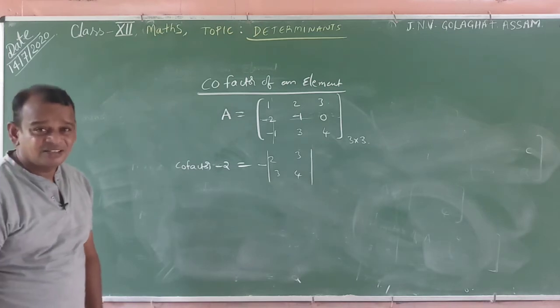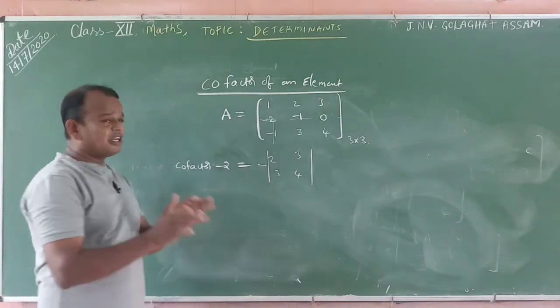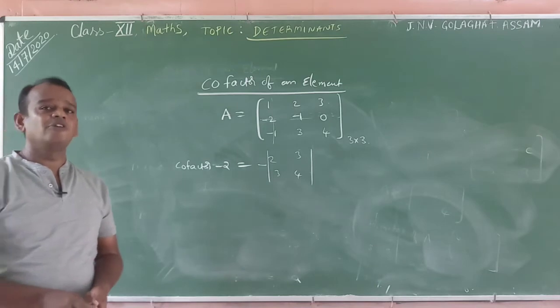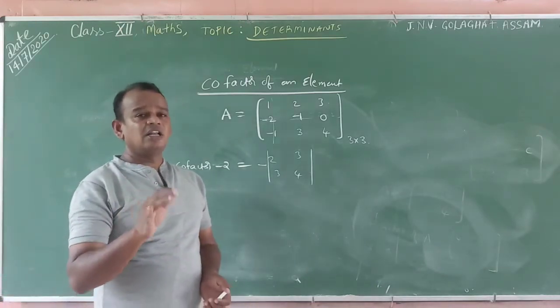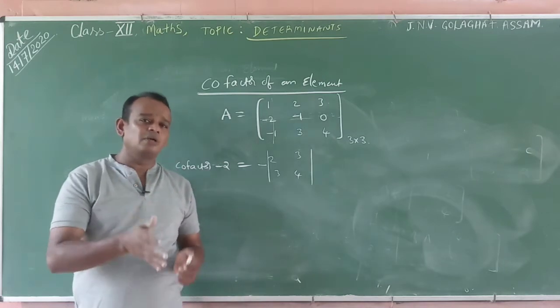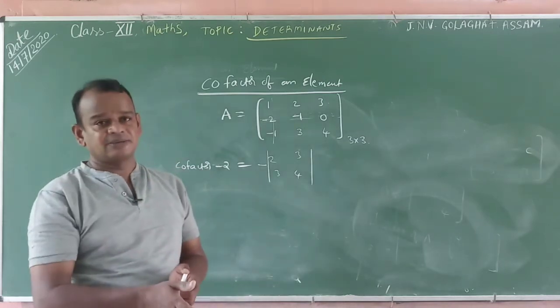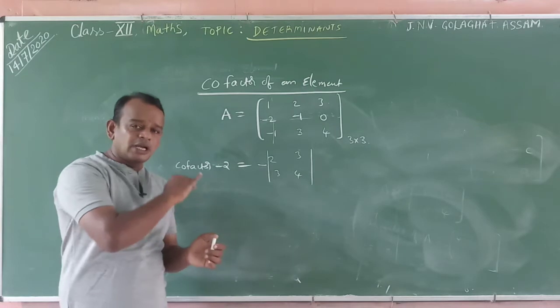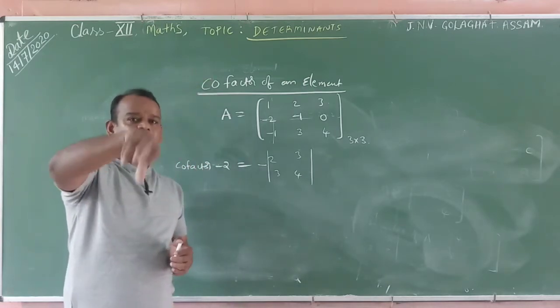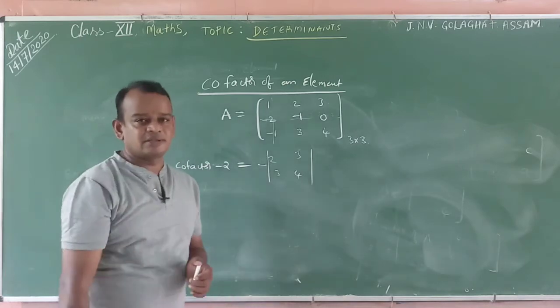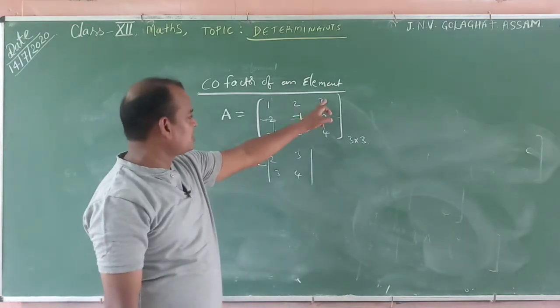Understand or not? Listen carefully. Whenever you find the cofactor, first we will write the minor. What is the meaning of the minor? It means deleting the row and column at which the element is present. The determinant of the obtained matrix, the remaining elements matrix 2, 3, 3, 4.